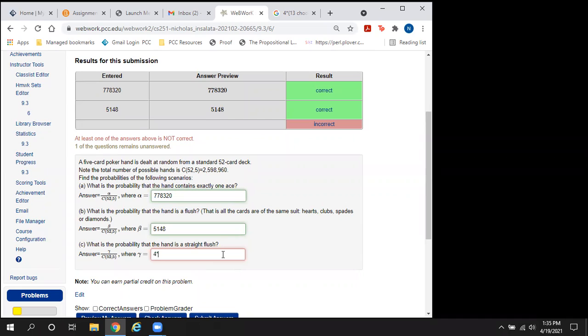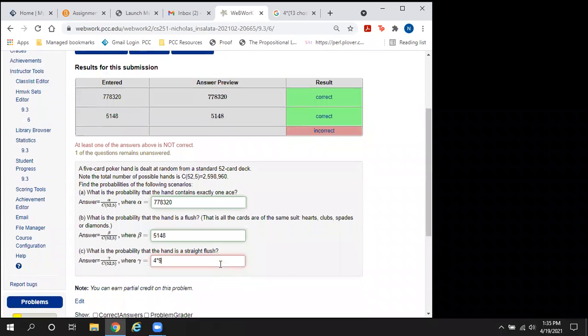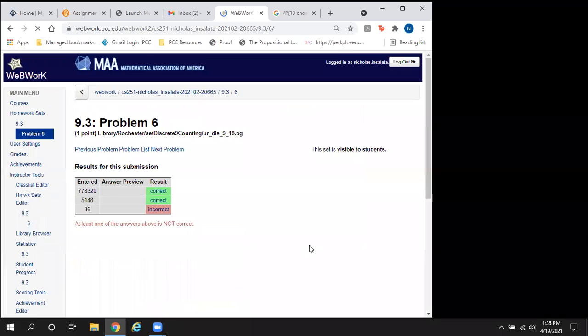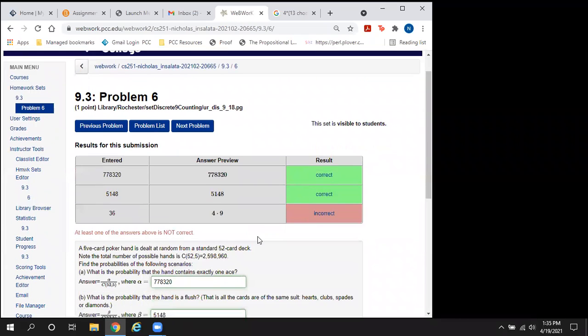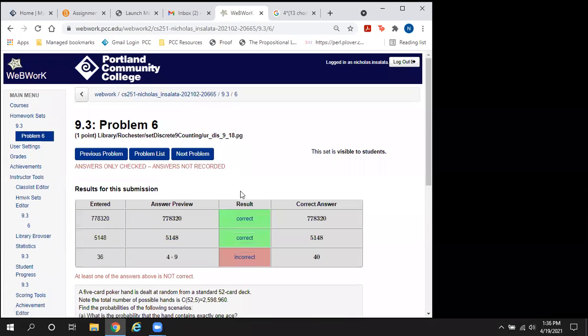Yeah, we're not going to count straights that loop around. Yeah, that's against the rules. Right? So we would have 4 times 9, right, for a straight flush. And let's see if we got it. Oh, didn't like that one. Uh-oh. It says 40.